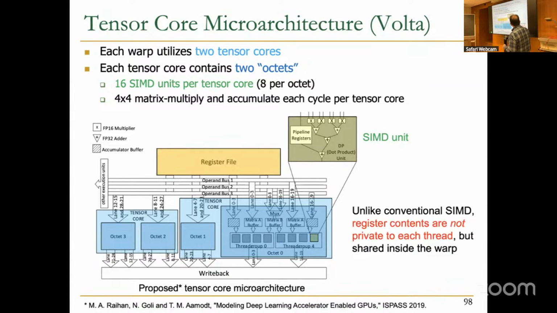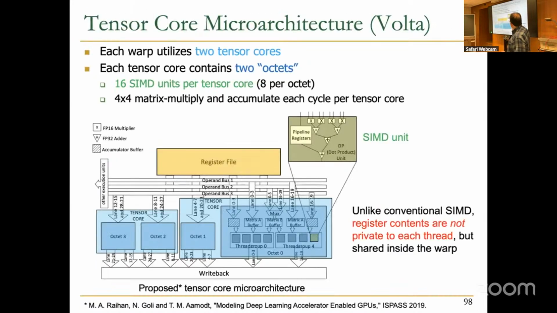It's also quite interesting here that, unlike conventional SIMD, register contents are not private to each thread, but shared inside the warp, because that's needed when you want to do a dot product. Otherwise, you have to repeat a lot of data, and you would have many repeated data elements. But here you can load register values and then share them a lot through these buffers. And essentially, they can work together to execute.